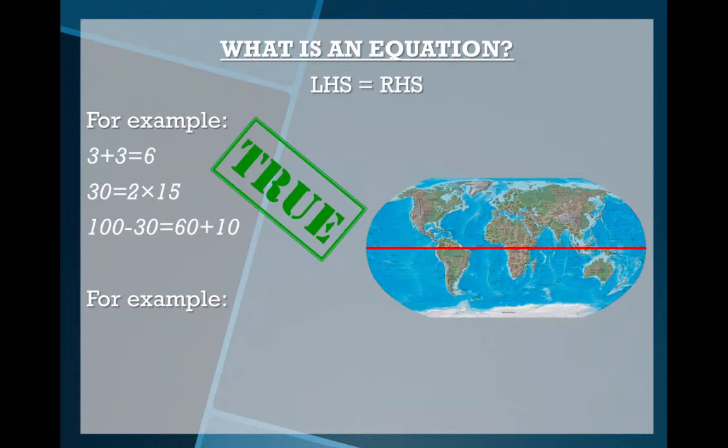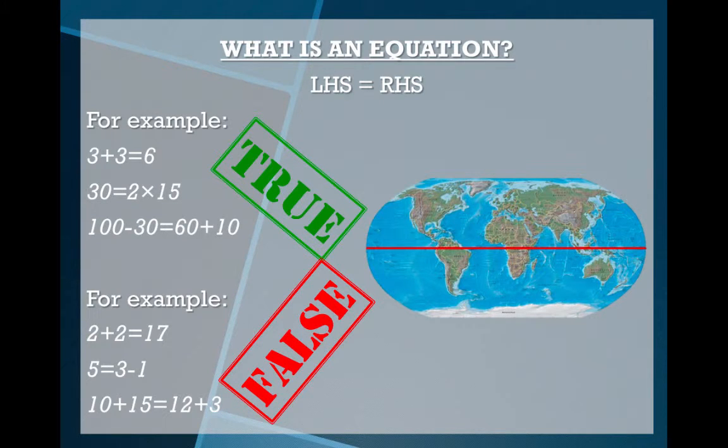However, not all equations have to be true. For example, 2 plus 2 equals 17, or 5 minus 3 equals 3 minus 1, or 10 plus 15 equals 12 plus 3. Now these are all equations, but they are examples of false equations. So if the left-hand side does not have the same value as the right-hand side, then we say it's a false equation. Let's see if you can identify an equation.